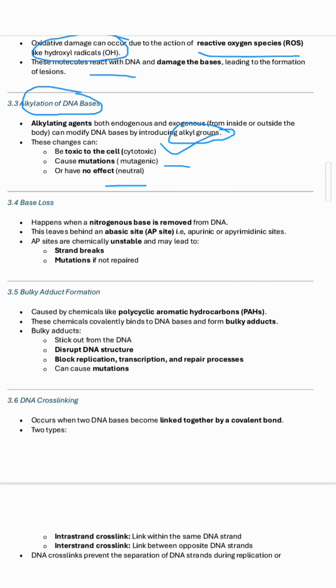Now, base loss. Base loss happens when a nitrogenous base is simply removed from the DNA. This leaves behind a basic site, which is also known as AP site. A basic site simply means apurinic or apyrimidinic site. AP sites are chemically unstable, which leads to mutation.